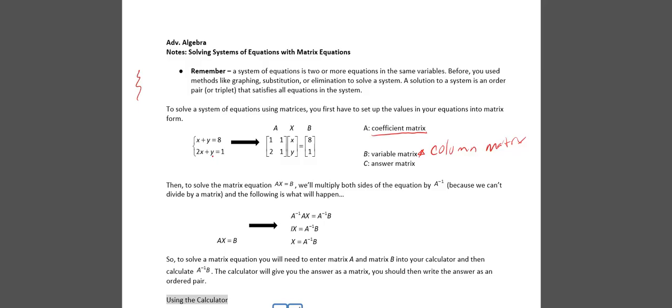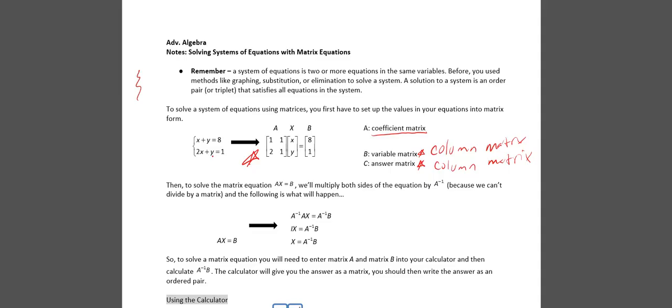And then your answer matrix. Your answer matrix is also a column matrix. So make sure you don't forget that. These two are column matrices. So you have your coefficient matrix, your column variable matrix, and your column answer matrix. Now, once you get that written out, make sure you know how to set this up. That's part of the fight.